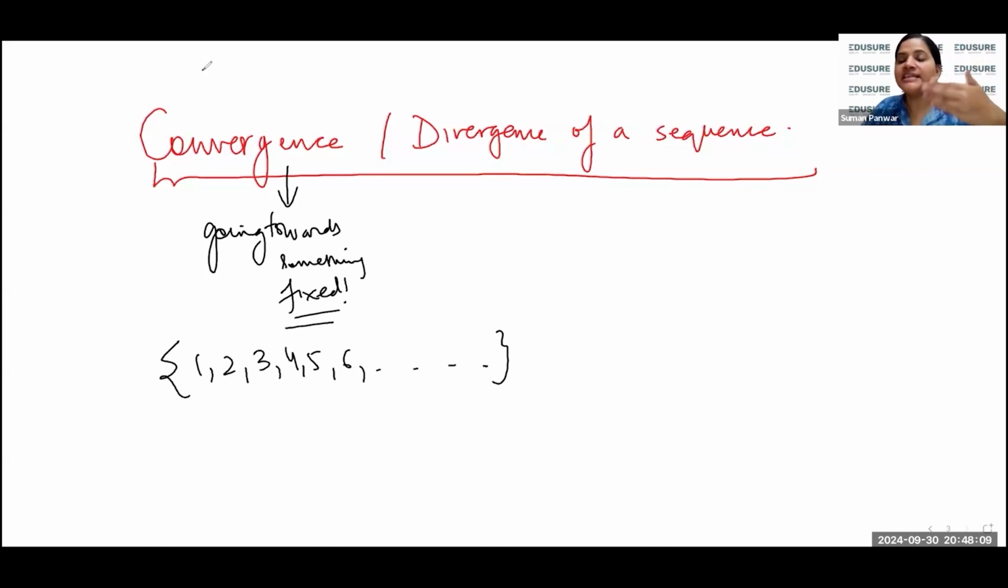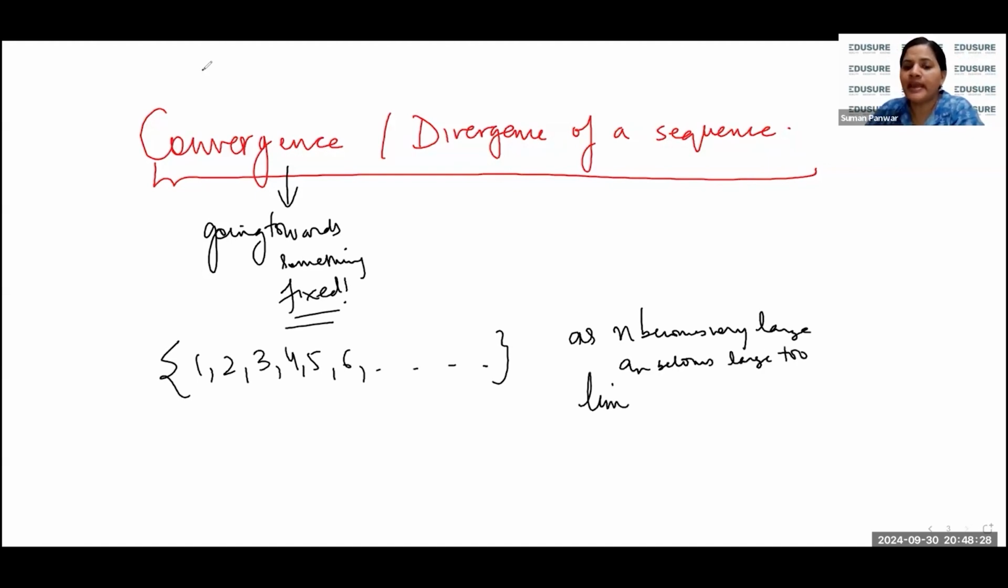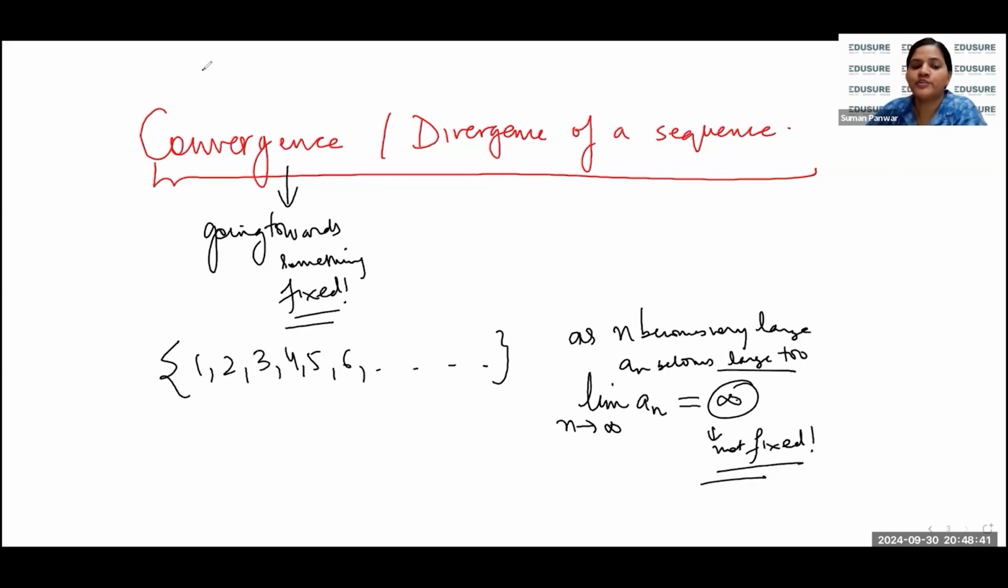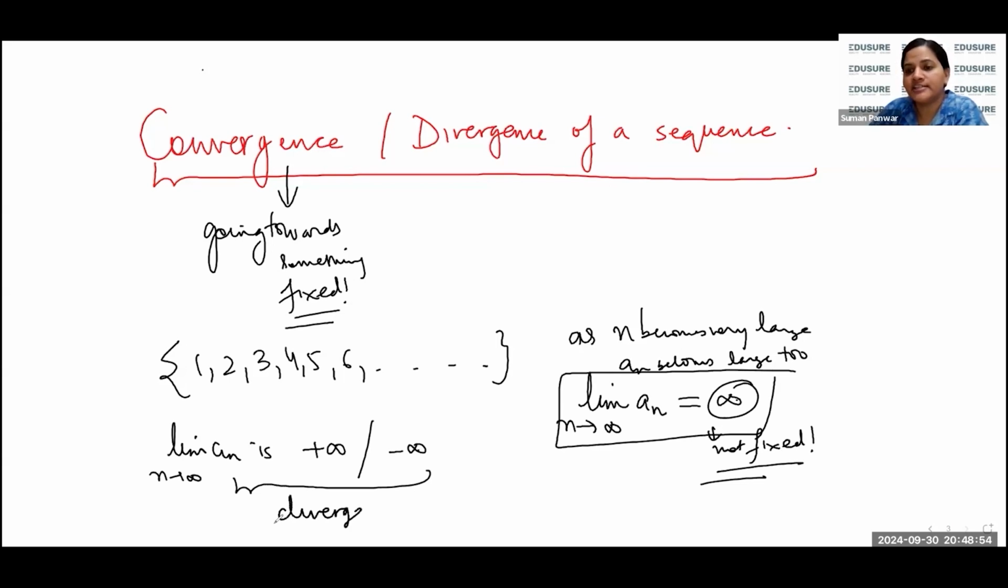For example, if you take the sequence 1, 2, 3, 4, 5, 6, and so on, you know that as n is increasing, an is increasing, it is not going to stop. That means as n becomes very large, an becomes large too. What does it mean? It means limit as n tends to infinity, an is infinity. That means not fixed. And whenever limit n tending to infinity an is plus infinity or minus infinity, we call that the sequence is a divergent sequence.